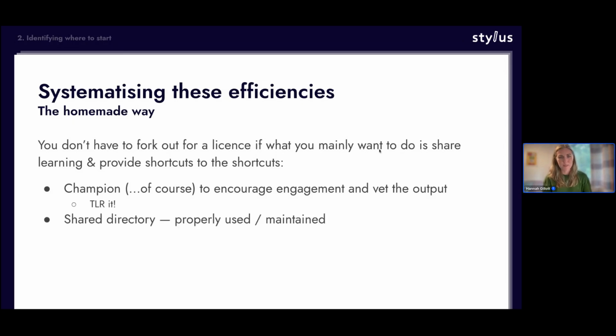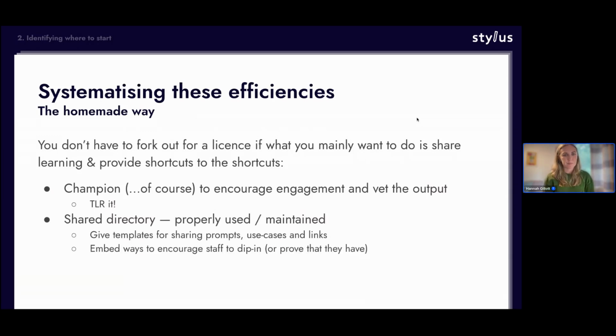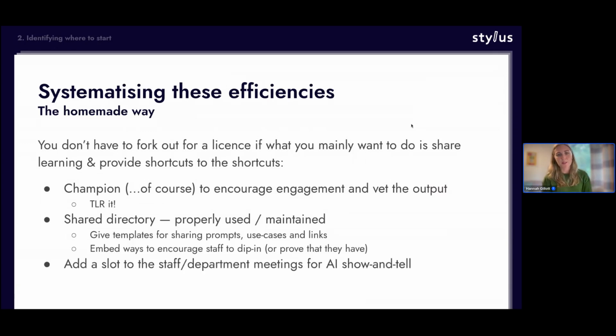You might TLR it. You might then have a shared directory where you're giving templates for sharing prompts or use cases or links. Here's a GPT that someone in the school has found really useful that's publicly available. Here's a guide to the prompts you might use if you want to write a letter. And again, you keep this up to date so people know to keep going back and checking it. Embedding ways to encourage staff to dip in. So like carousel sessions or magpieing or having like 5 minutes in staff briefing when people share what's been going on. So a show and tell AI slot in department meetings, say.